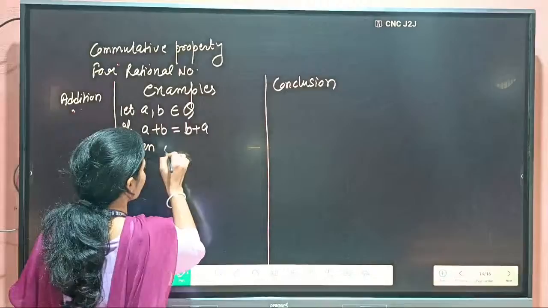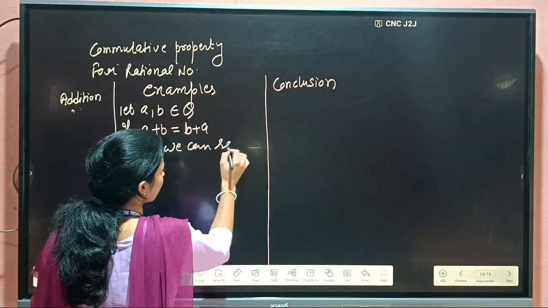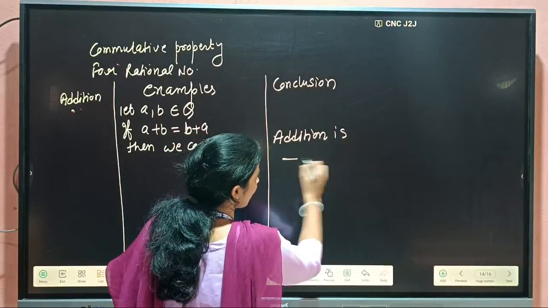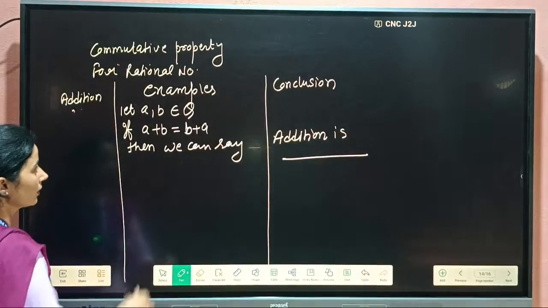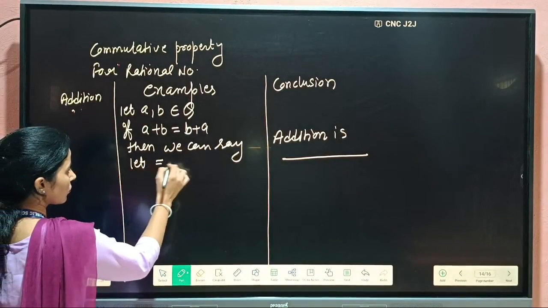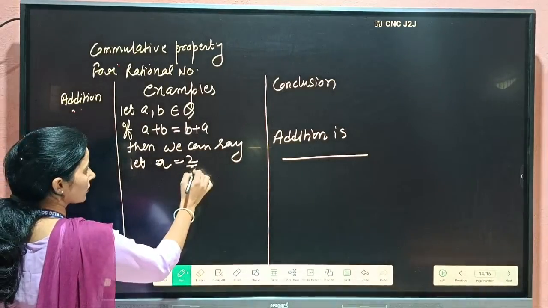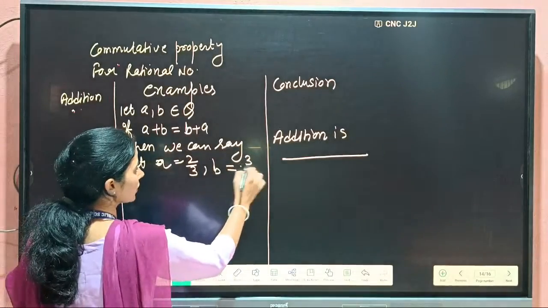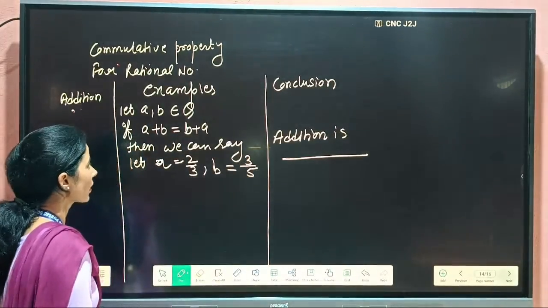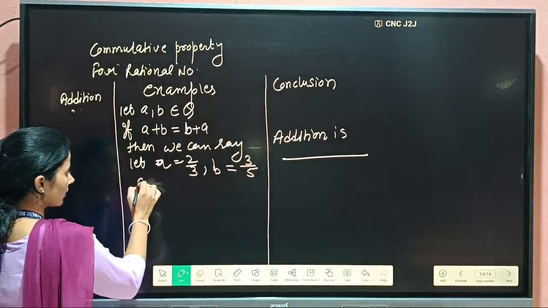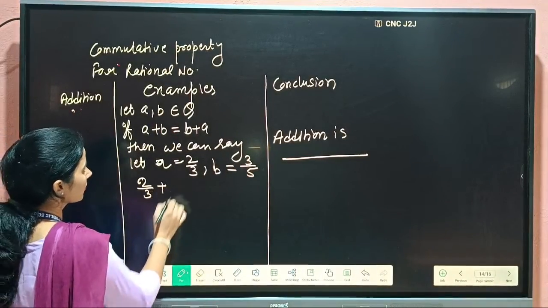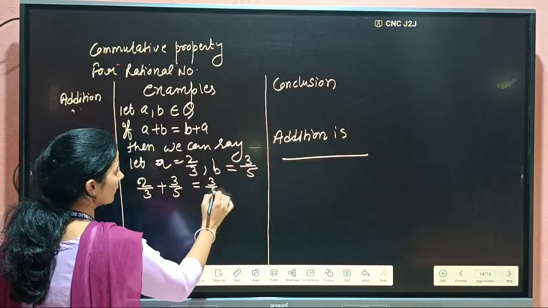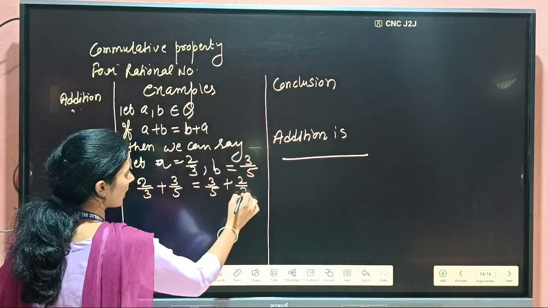We can say addition is commutative, otherwise no. Let us verify. Let A equals 2 by 3 and B equals 3 by 5. A plus B, that is 2 by 3 plus 3 by 5, must be equal to 3 by 5 plus 2 by 3.